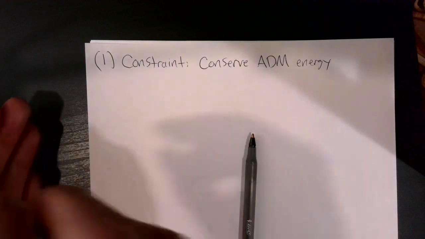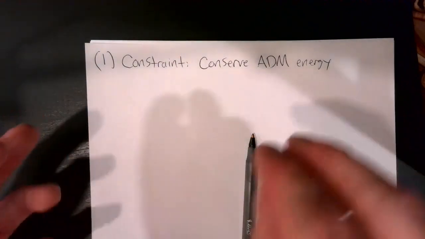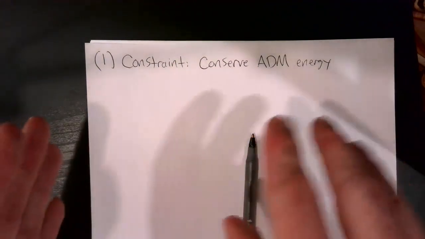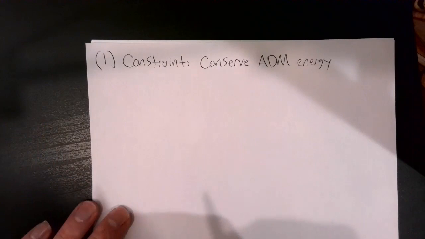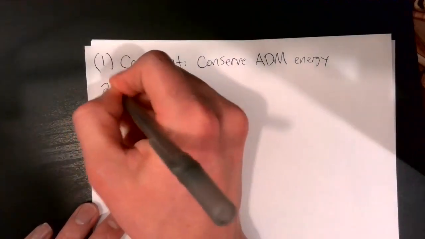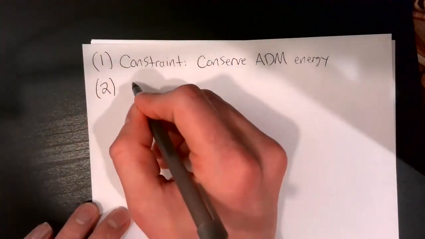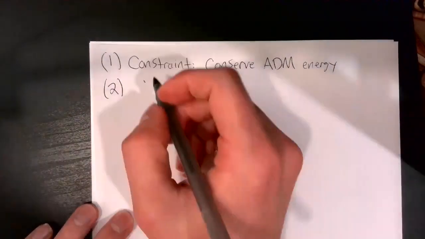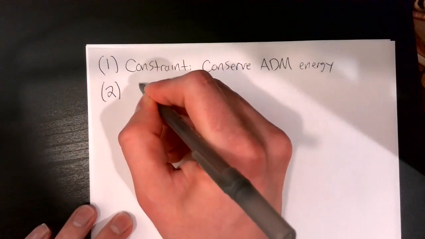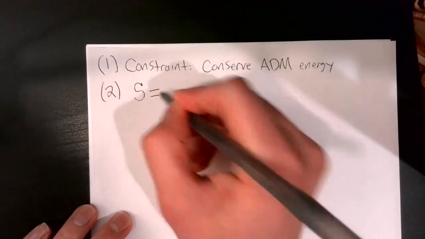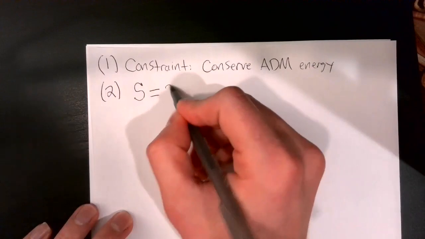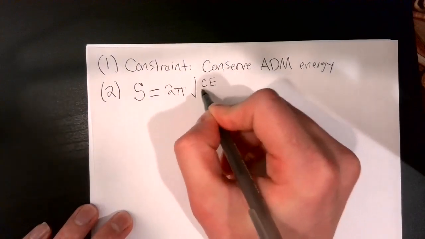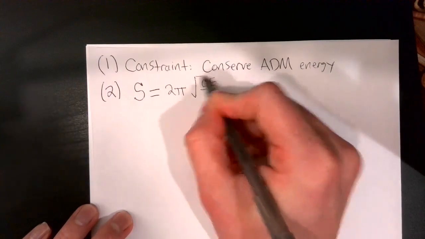So every time we take energy from the big guy and give it to the small guys, it's the same energy that we're taking and giving. Second, we're going to use the fact that in a 2+1 dimensional bulk, the entropy-energy relationship for black holes is that the entropy of the black hole is 2 pi times the square root of the central charge times the energy of the black hole divided by 3.